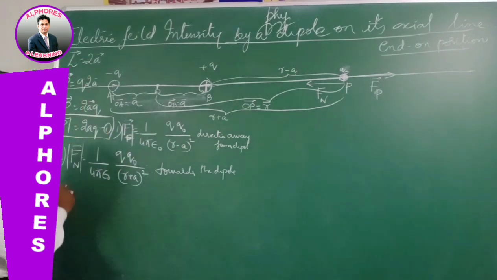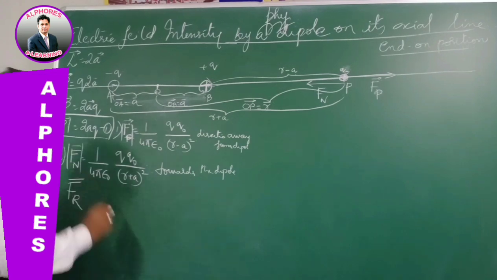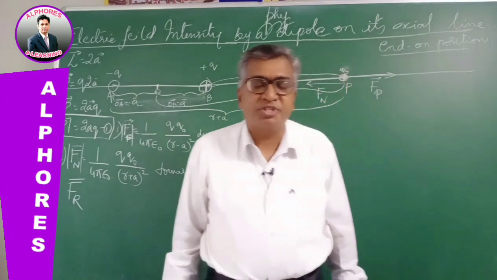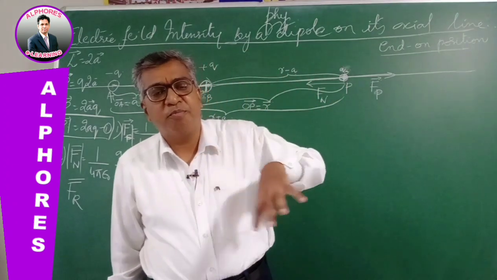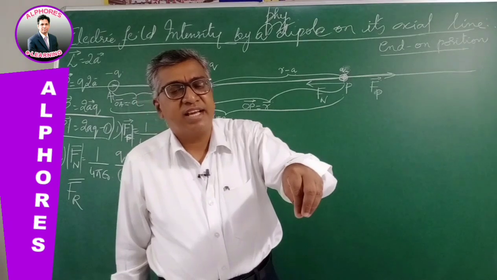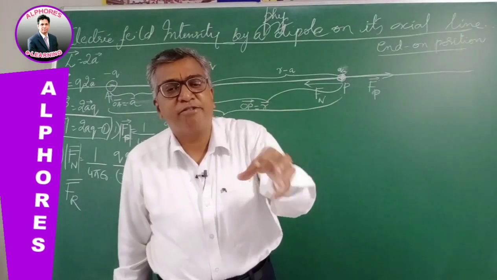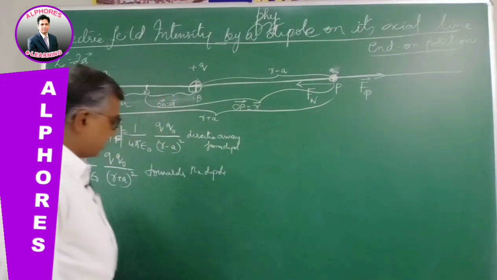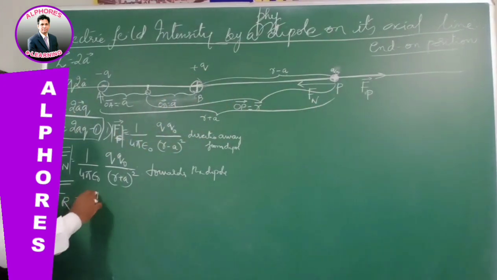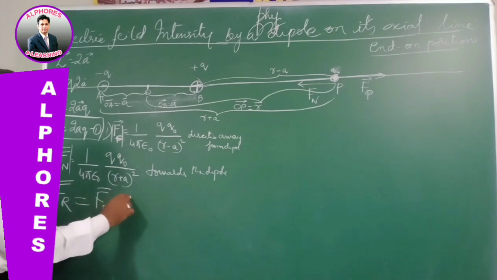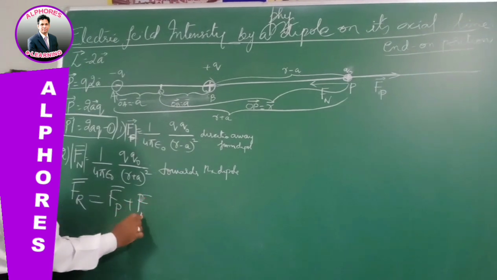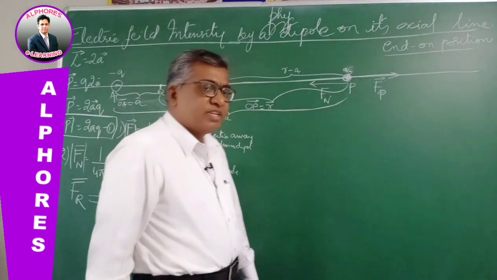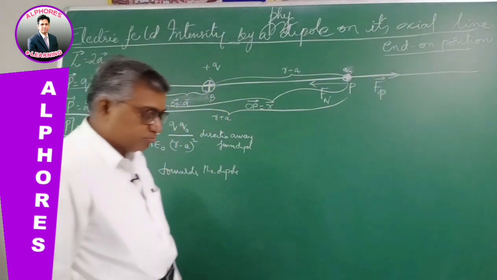Now what is the resultant force? According to the principle of superposition we have studied, the resultant force due to multiple charges on any charge is the vector sum of all the individual forces, taking all the forces simultaneously. So therefore the resultant force is equal to the vector sum of Fp and Fn, right? These are the two forces acting on it, so the resultant force is the vector sum of both.